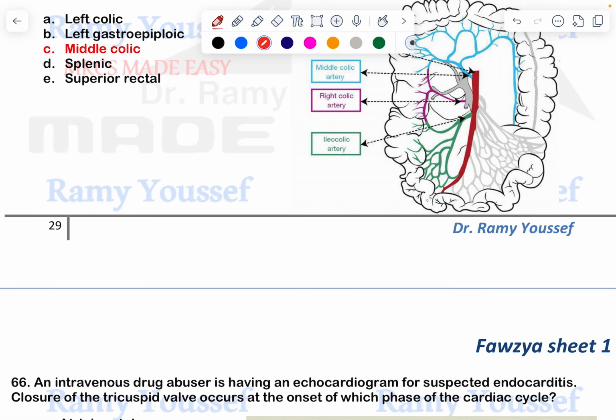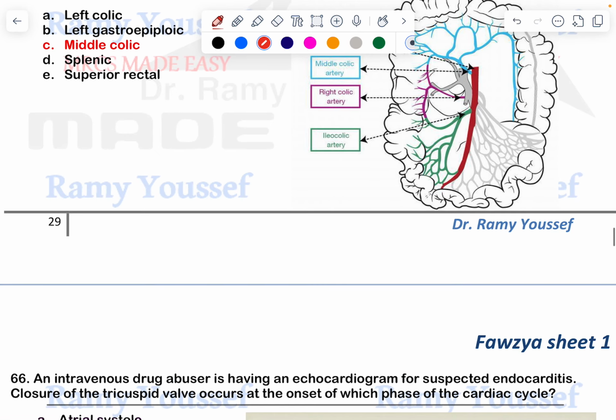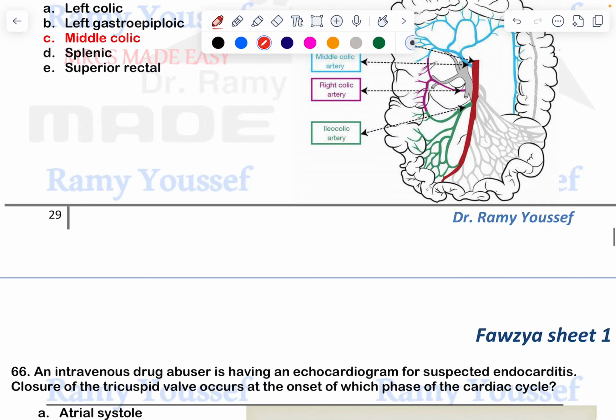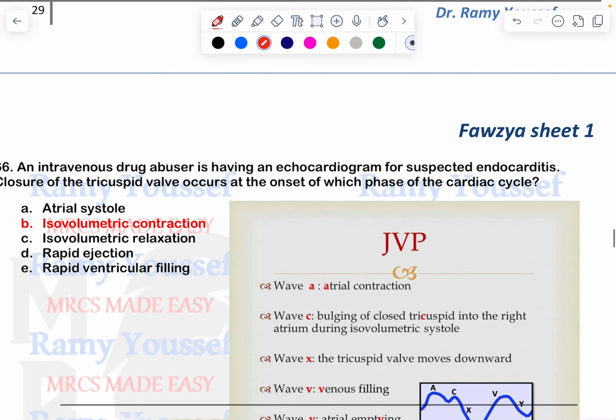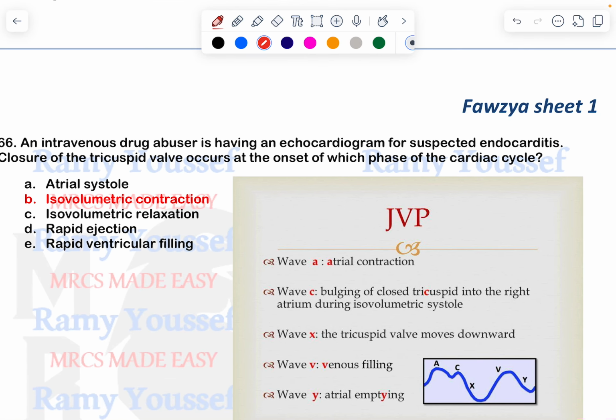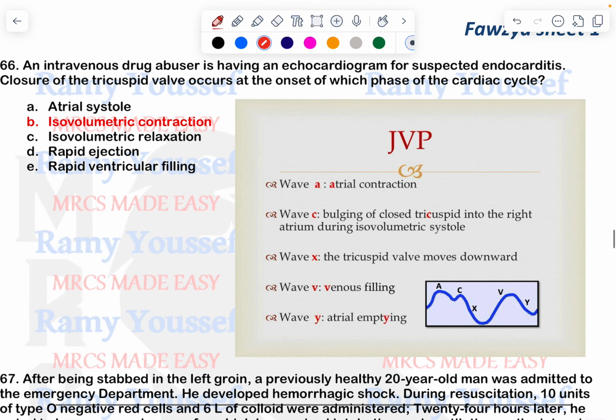An intravenous drug abuser with suspected endocarditis. Closure of the tricuspid valve occurs at the onset of which phase of the cardiac cycle? If you see the JVP waves, A, C, V: the C wave is closure of the tricuspid. A is atrial contraction. C is closure of the tricuspid. X is where the tricuspid valve moves downward. V is venous filling. Y is emptying.